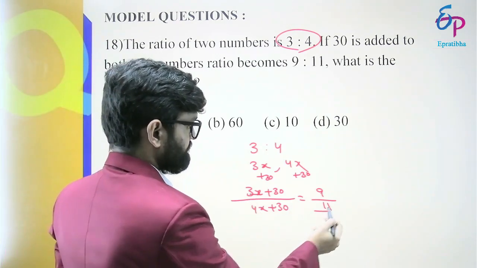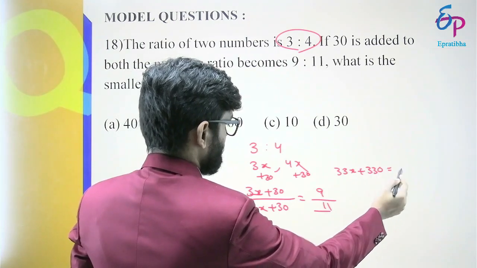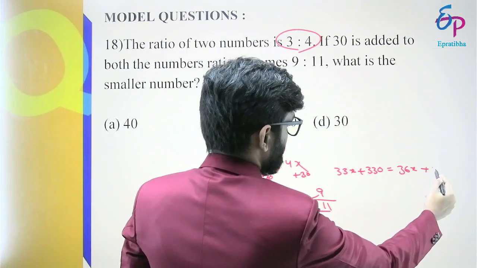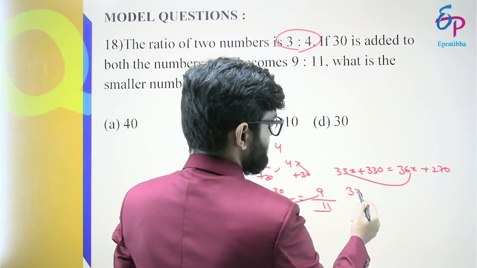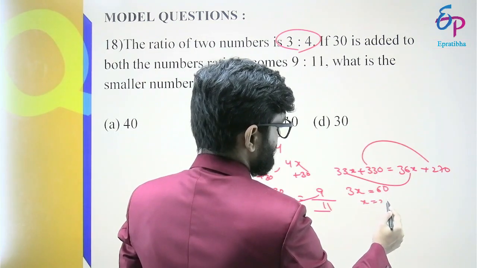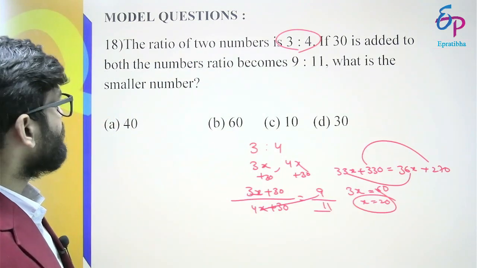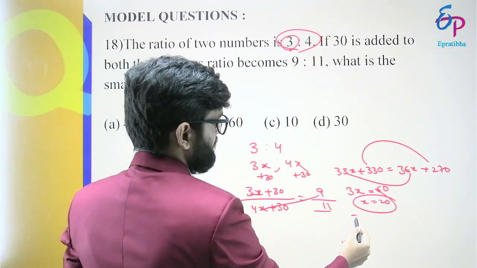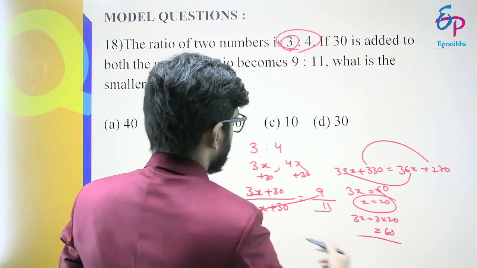Now how to do this? Just cross multiply. 33x plus 330 is equal to 4 9s are 36x plus 270. So 33x minus 36x means 3x is the difference. 330 minus 270 is 60. x is equal to how much? 20. If x is equal to 20, what is the smaller number? It is 3x. So 3x is equal to 3 into 20. Answer is 60.